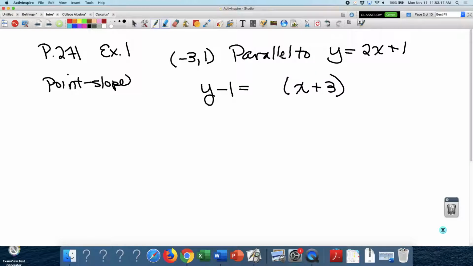Now, what does the term parallel mean? The same slope. So, in order to know what the slope is, it has to be in slope-intercept form, which this is. What is the slope of this line? 2. So, if my line has the same slope as y equals 2x plus 1, then my slope is 2. And that's where we're going to stop. We're going to do it in slope-intercept form tomorrow, but we're going to leave it in point slope today.